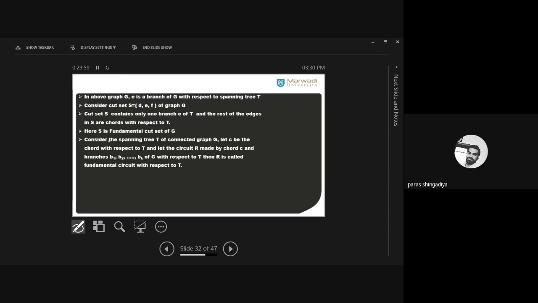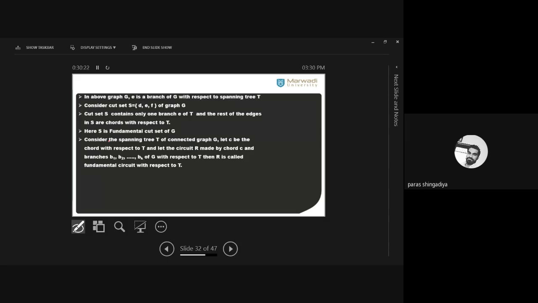Okay. So next definition, based on this same theory, that is known as a fundamental circuit. Clear? So what is the meaning of fundamental circuit? We consider a spanning tree T of the connected graph G, and let C be the chord with respect to T, and let the circuit R.